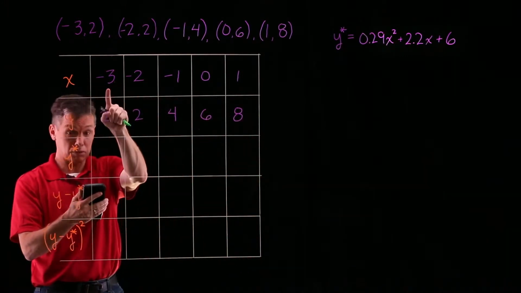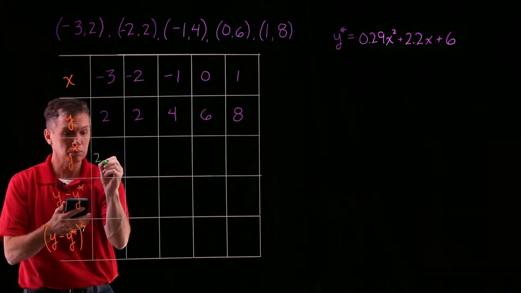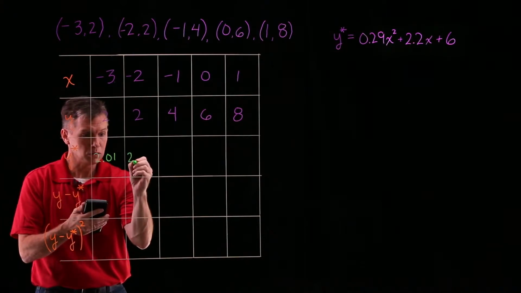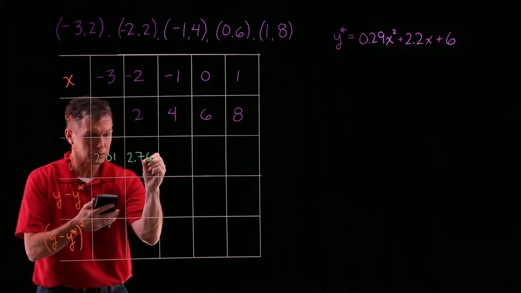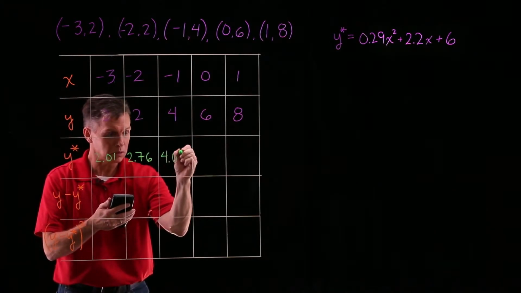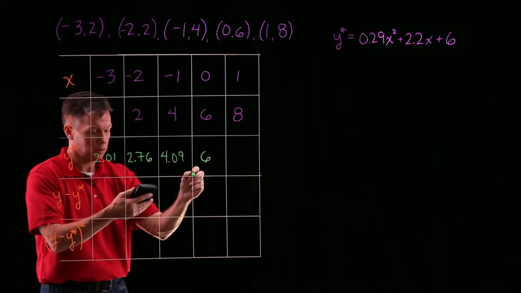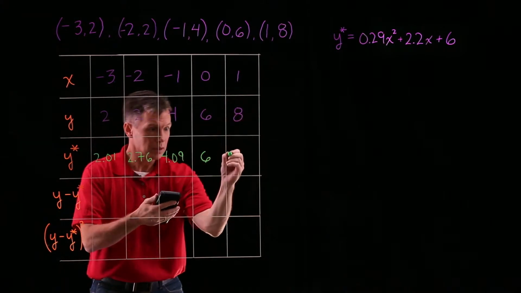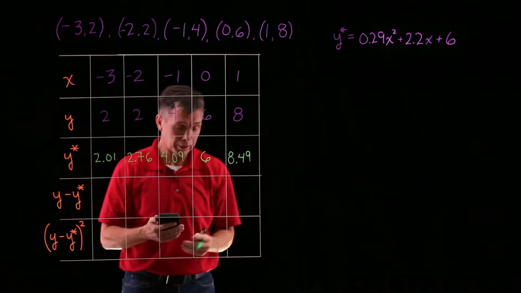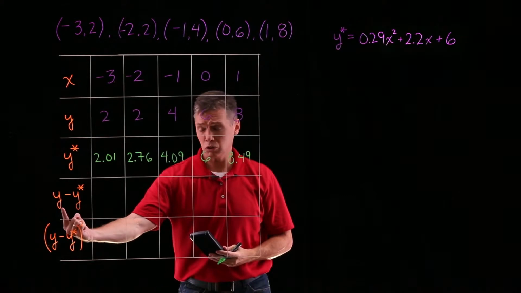For an x value of -3, my y star should be 2.01. For -2, 2.76. For -1, 4.09. For an x value of 0, 6. And for an x value of 1, 8.49. Okay?